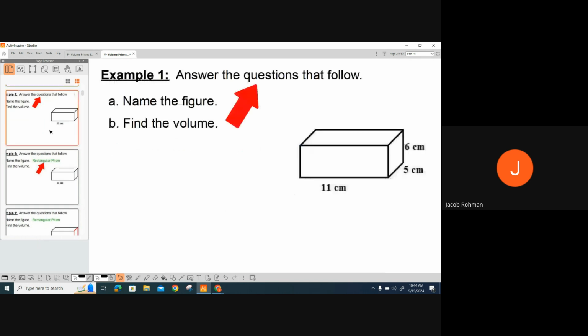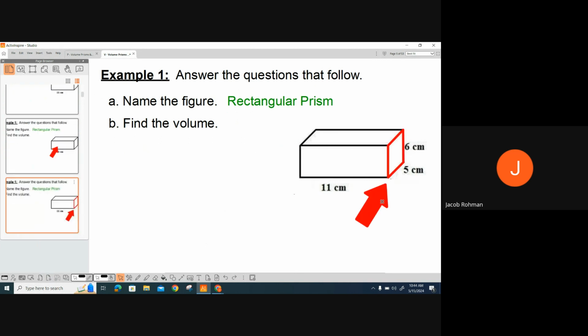So as we're looking at example 1, it says answer the questions that follow. So first we're going to name the figure. And the figure in this case is a rectangular prism. Now, to find the volume, we have to know what the base is, and we have to know what the height is. So we're going to start by highlighting in red here what the area of the base is.